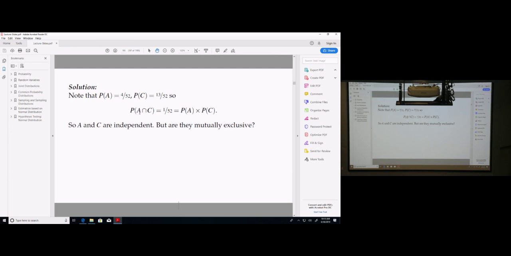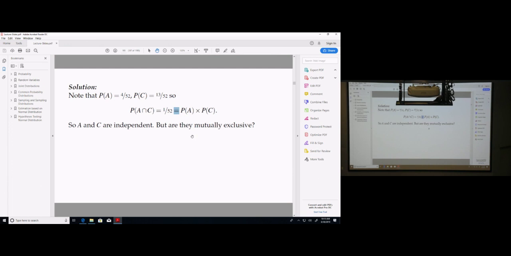A stands for ace, and C stands for heart. So A and C means that it has to be the ace of hearts. So there is only one such card in the deck. So it is 1/52. And this is where you need to verify whether the product of these two is equal to this, and it is. All right, so we show that they are independent.